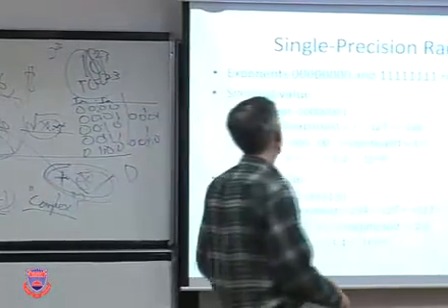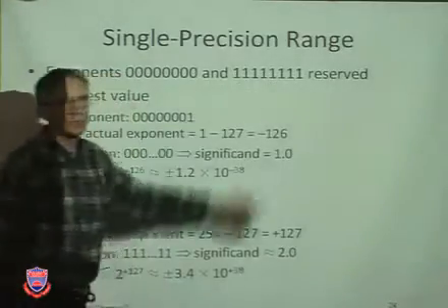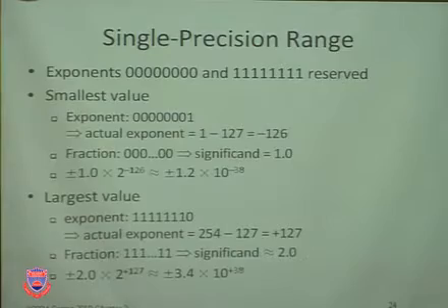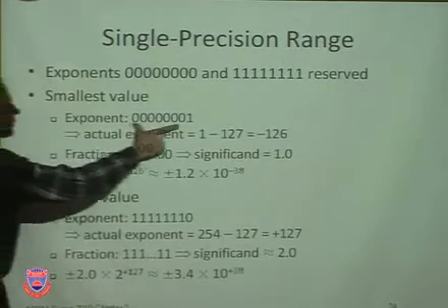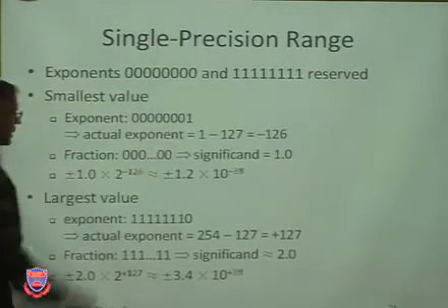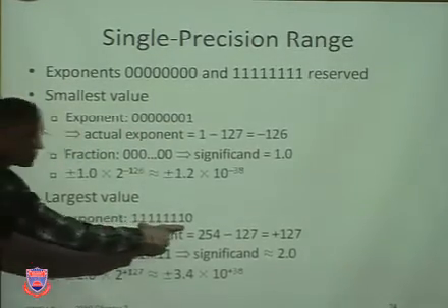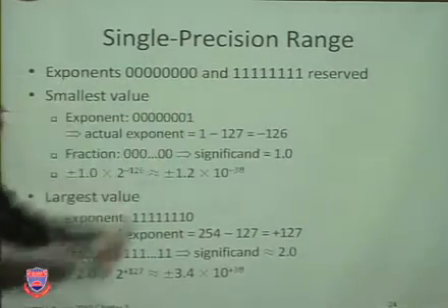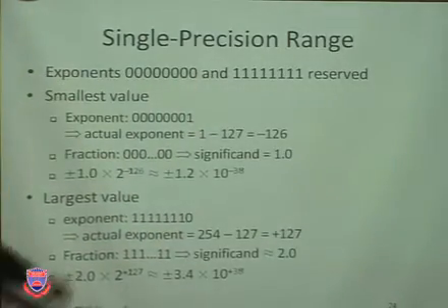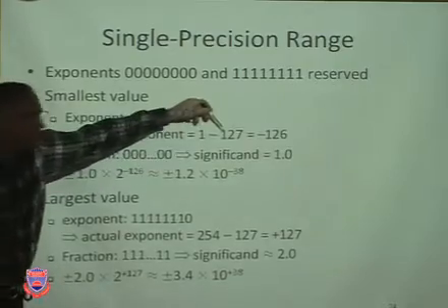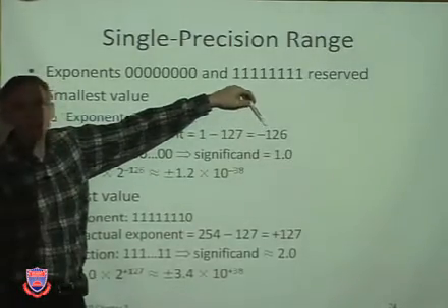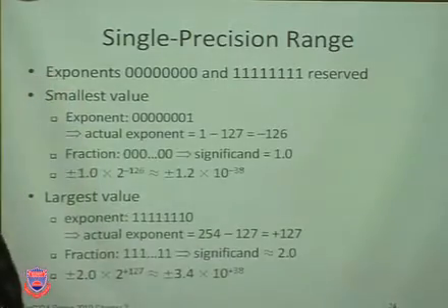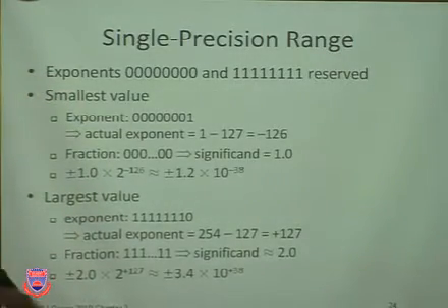So we'll never have an exponent of all zeros, or never have an exponent of all ones. Okay? So those are set aside. The smallest value will therefore be with exponent 1, and the largest value is going to obviously be with exponent 254. 255 and 0 are taken out. Now, with exponent 1, we subtract out the bias, and we end up with a value of negative 126. So 2 to the negative 126th power is our tiniest number.